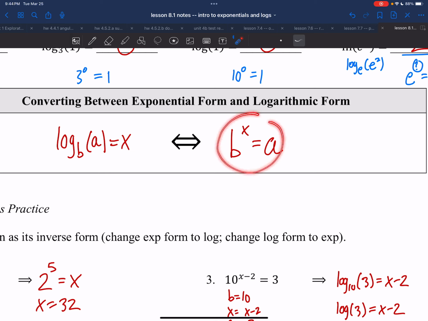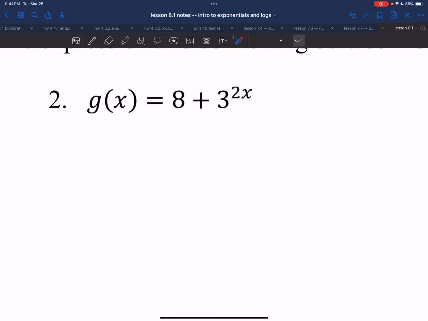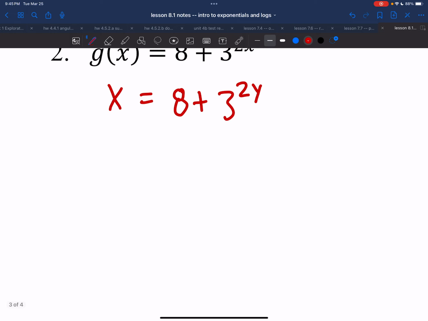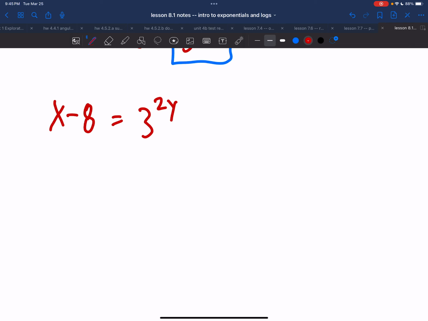Then you can convert this to logarithmic form. So if I look at my exponential here, first step is swap x and y. So g of x becomes x, and the 2x becomes a 2y. Now, the exponential, 3 to the 2y, needs to be isolated, so we subtract 8 to the other side, getting us this equation. But now again, we're ready, right?